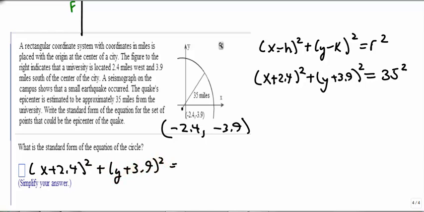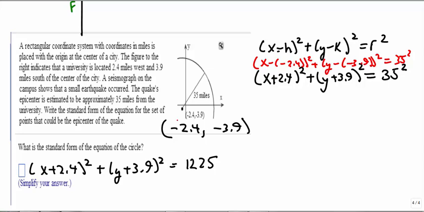Now don't put in 35 squared. I don't know if it'll accept it. You actually want to square that, and 35 squared is 1225. Quick note, remember this came from x minus a negative 2.4 quantity squared. Minus a negative is the same as a positive, and this came from y minus a negative 3.9 quantity squared. So minus a negative is the same as a positive. It's where it came from. So all this problem is talking about is writing the equation of a circle, and it's not really that difficult after you read through all the information.